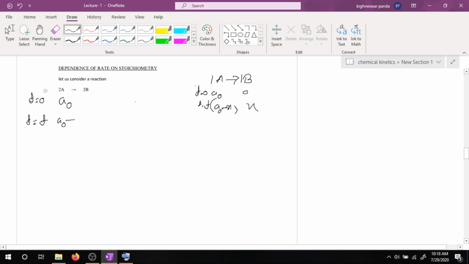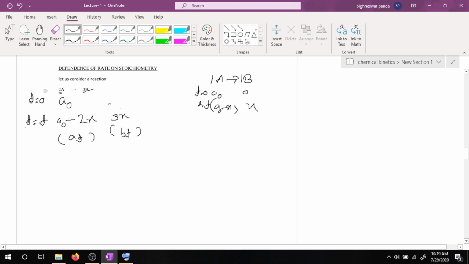But here the stoichiometry is different. The stoichiometry here is 2 and here it is 3. So here 2x amount will be dissociated and 3x amount will be formed, so that it is At and it is Bt.